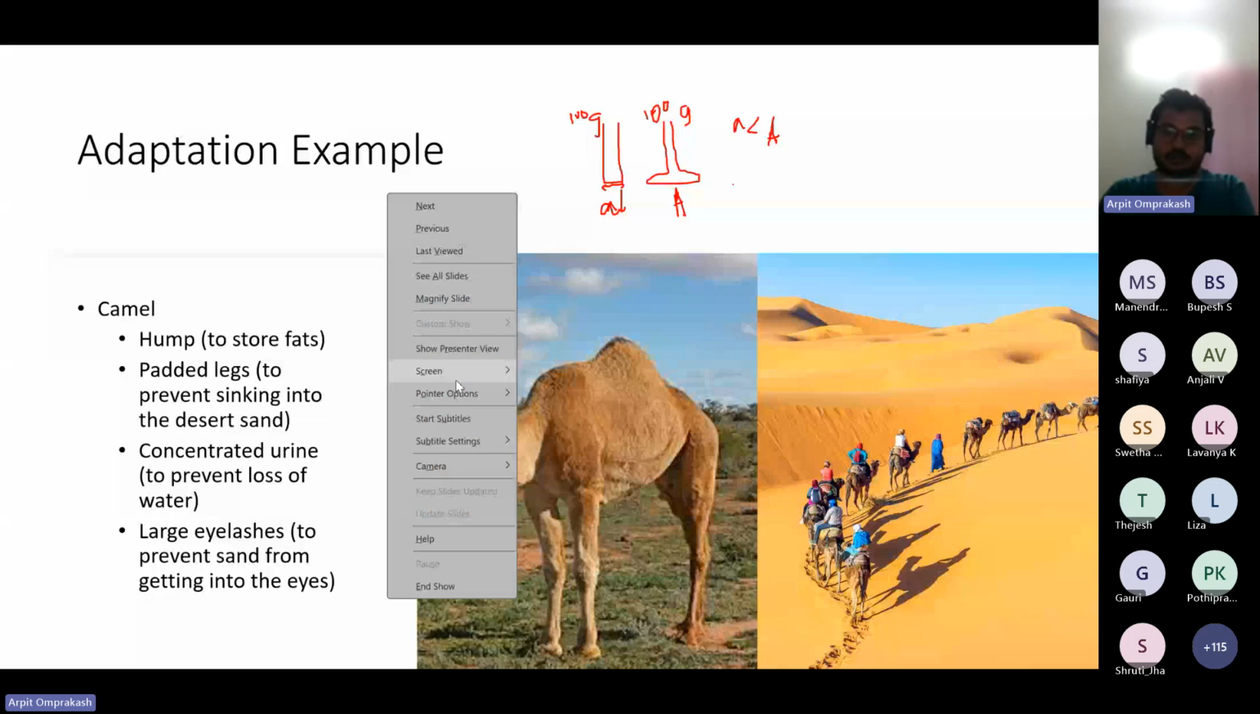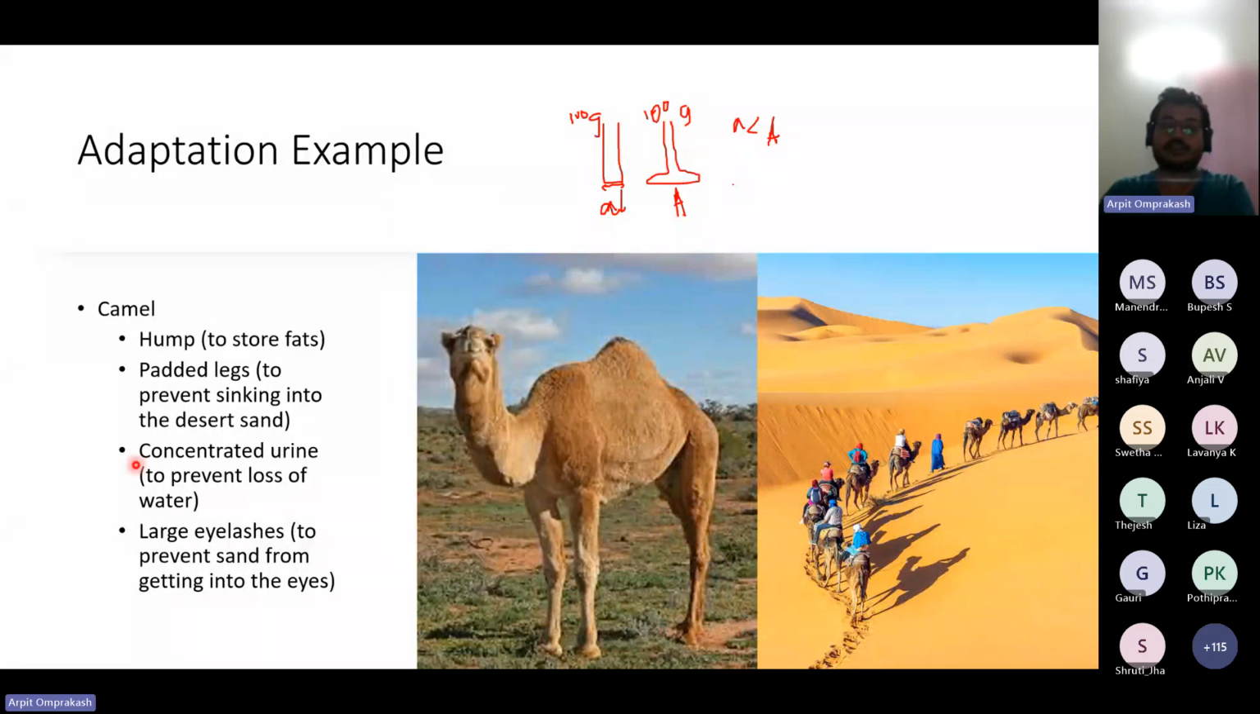The other adaptations that they have are concentrated urine. Camel urine has a very small amount of water. This is to prevent the loss of water in a desert where it's very difficult to find water. And they have very large eyelashes, so that if there's a lot of wind and a lot of sand floating around and coming toward their eyes, the large eyelashes can prevent the sand from actually getting into their eyes.